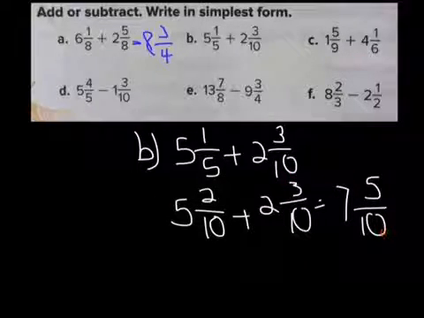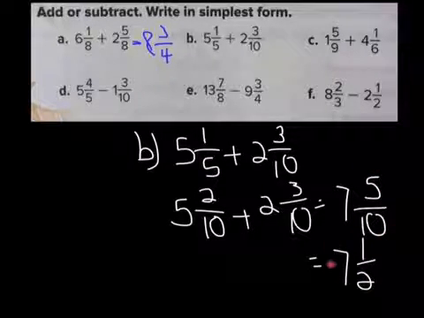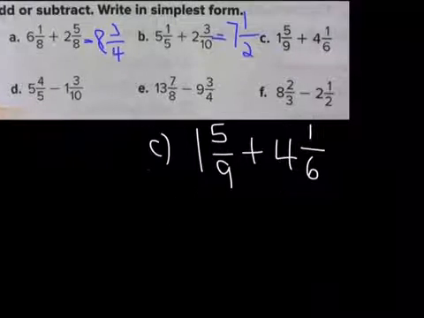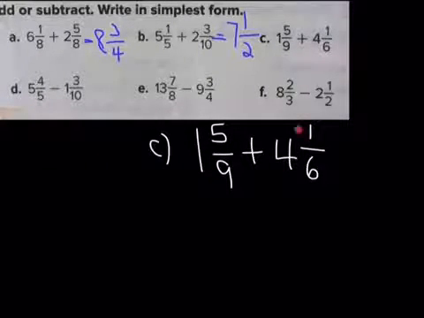I have 5 over 10, which is a half. 5 is half of 10. So don't forget to simplify, otherwise this answer is wrong. So you must simplify. Letter C, we have 1 5/9 plus 4 1/6.